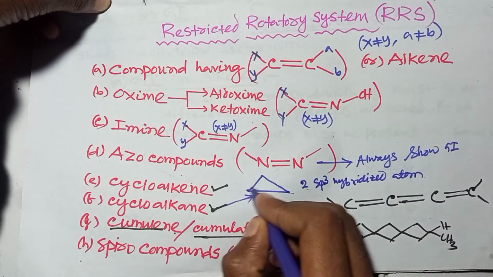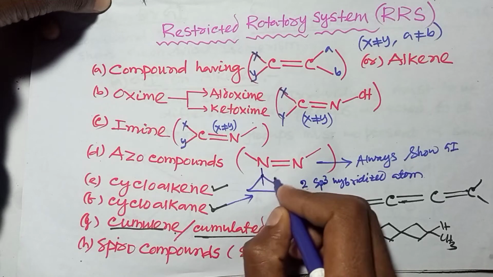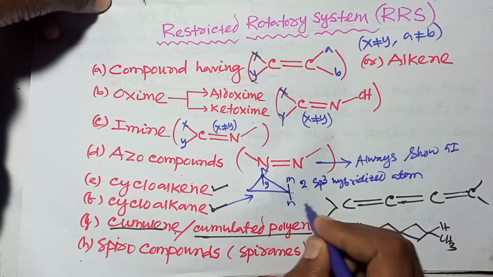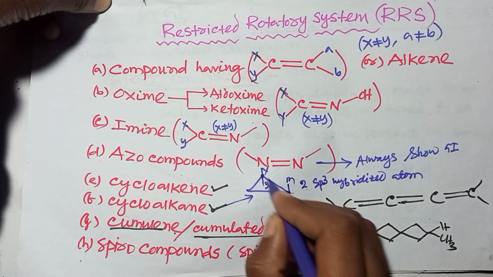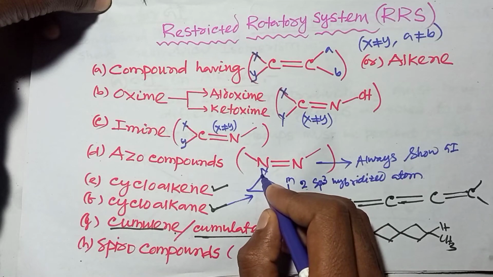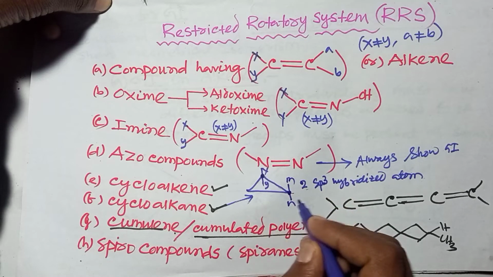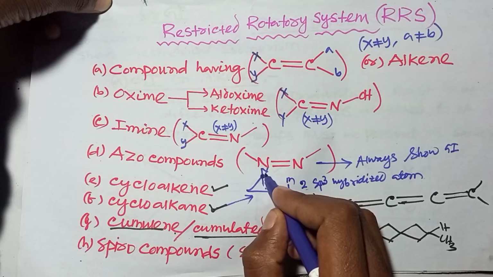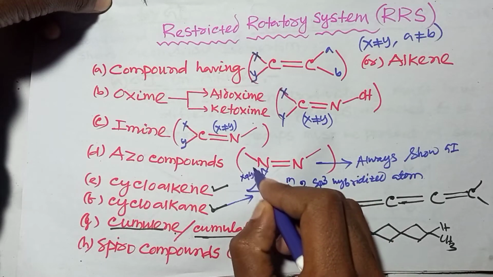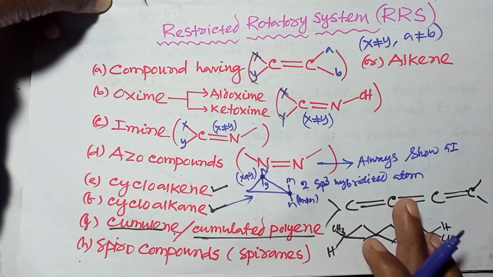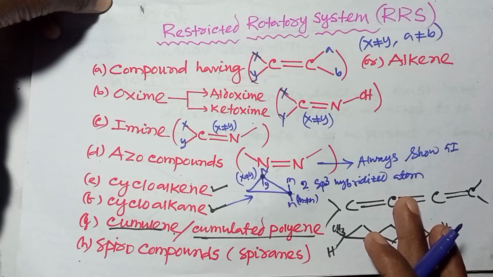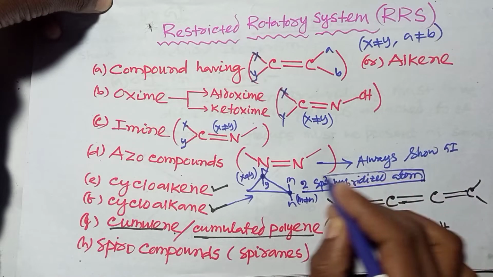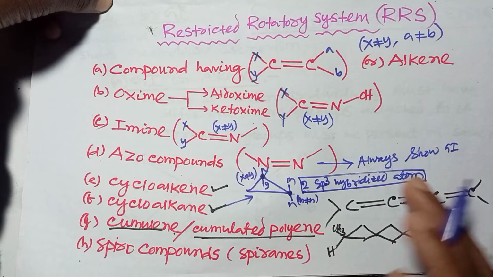So let's say this is one sp3 hybridized atom and this is another sp3 hybridized atom. This ring contains two sp3 hybridized atoms and these two atoms should individually be connected to two different groups. So m should not be equal to n and on this carbon also, x should not be equal to y. In that case a cycloalkane can show geometrical isomerism. The ring should contain at least two sp3 hybridized atoms and these atoms should be connected to two different groups individually.